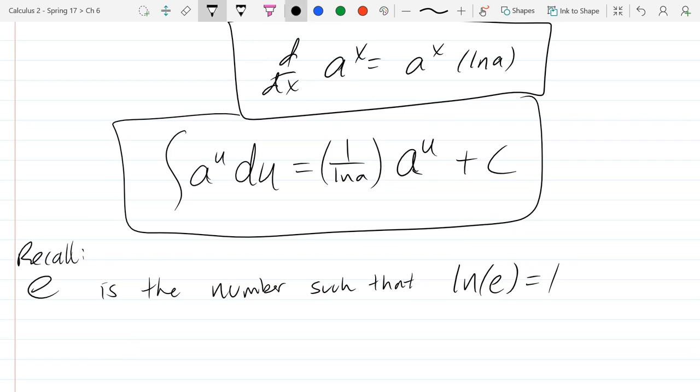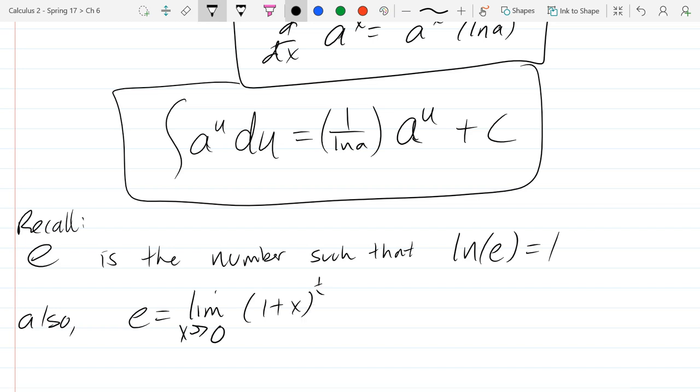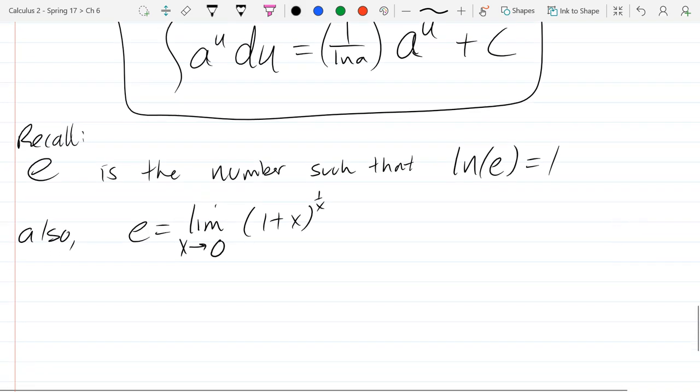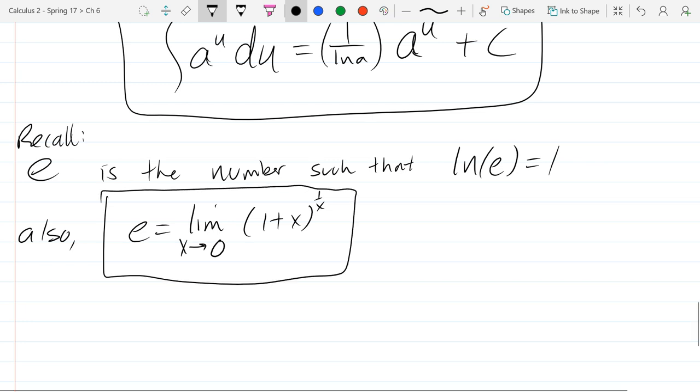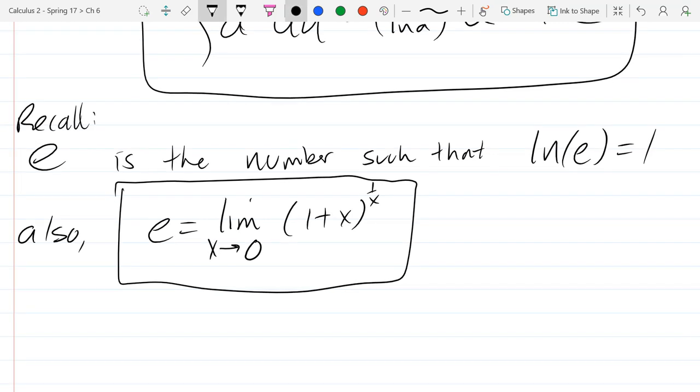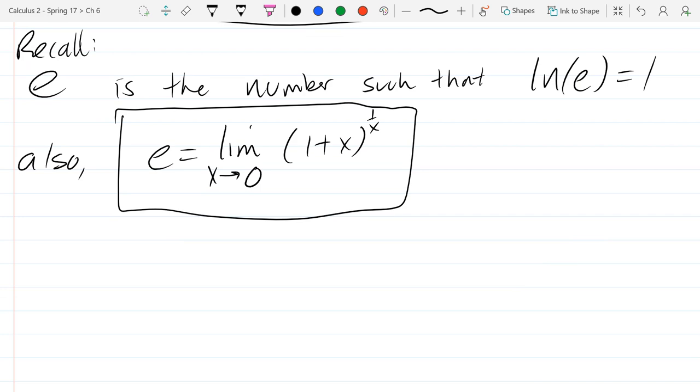e is also a limit. The limit as x approaches 0 of (1 plus x) to the 1 over x power. Before we go and prove this limit, let's look at what's actually happening. When x gets very small, we're basically taking the limit of 1 raised to what power? The infinity power. So it's going to be something strange. We're going to find this limit very carefully. Why in the world would this be e? We'll find out.